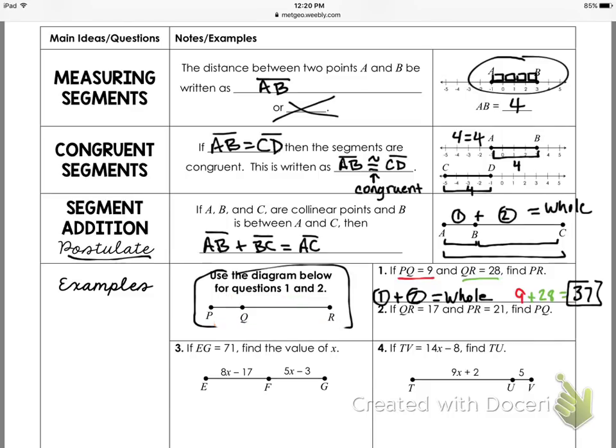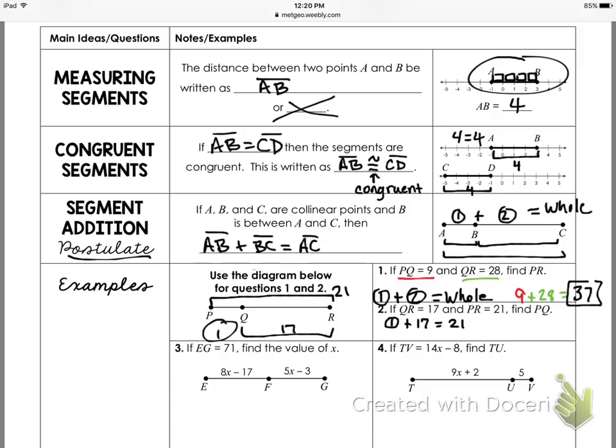Okay, let's look at another example that deals with this same diagram. All right, this time it says that QR is 17, and it says that PR, the whole thing, is 21. All right, and we're trying to figure out what that missing piece is. So that missing piece is part 1. So we don't know part 1. Plus part 2 is 17. And that's all equal to 21.